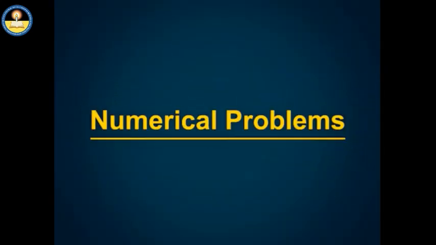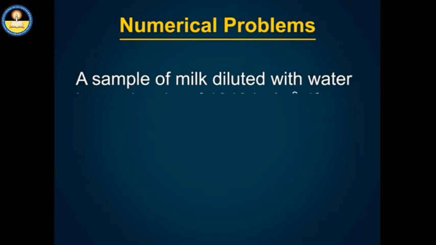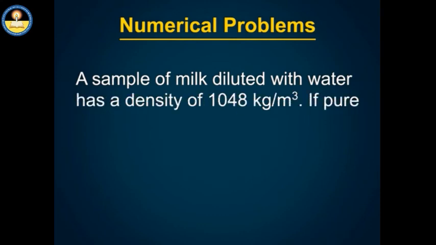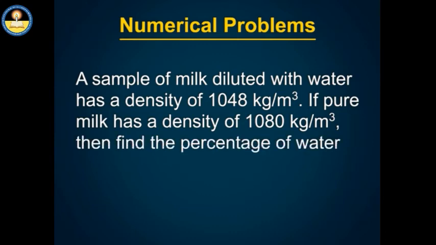Some numerical problems. A sample of milk diluted with water has a density of 1048 kg per meter cube. If pure milk has a density of 1080 kg per meter cube, then find the percentage of water by volume in milk.